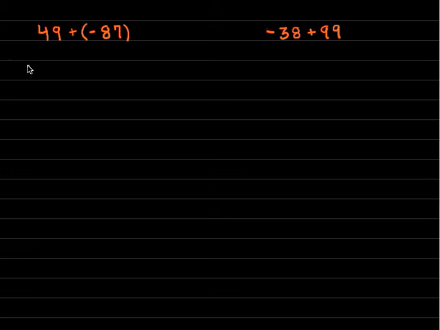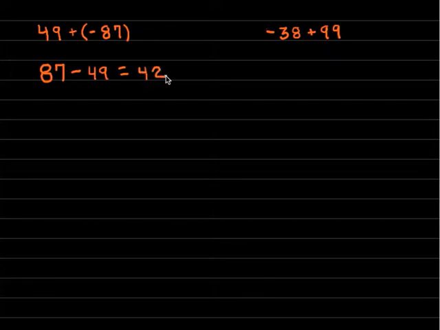Let's work two more examples of adding positive and negative integers. The first problem we have is 49 plus negative 87. The procedure we learned was to take the larger absolute value, so in this case that's going to be 87, because the absolute value of negative 87 is 87, minus 49, because the absolute value of 49 is simply 49. 87 minus 49 is 42.